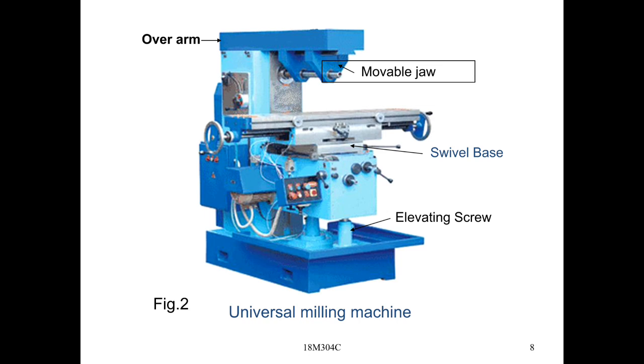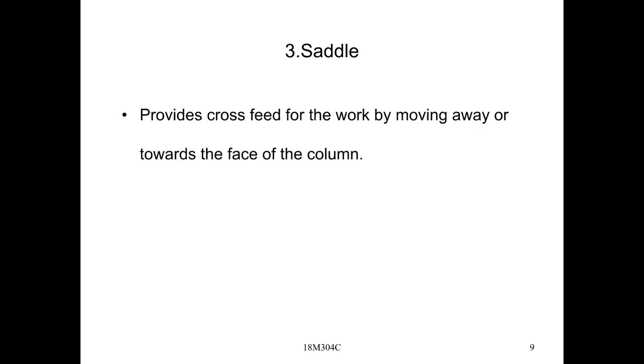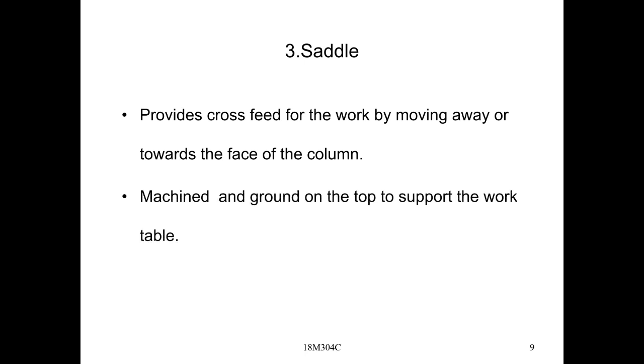Next one is the saddle. The saddle is always placed on the knee only. It provides cross feed for the work by moving toward and away from the face of the column. All right, so how much amount of feed will be provided? Moving toward and away from the face of the column only. Next, machined and ground on the top, it supports the workpiece, right? That is the main thing.